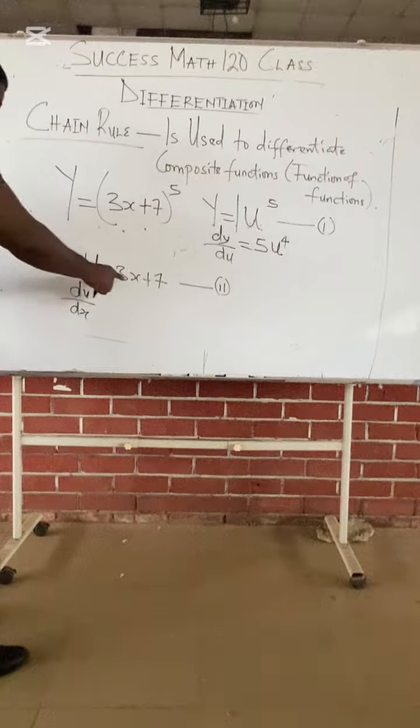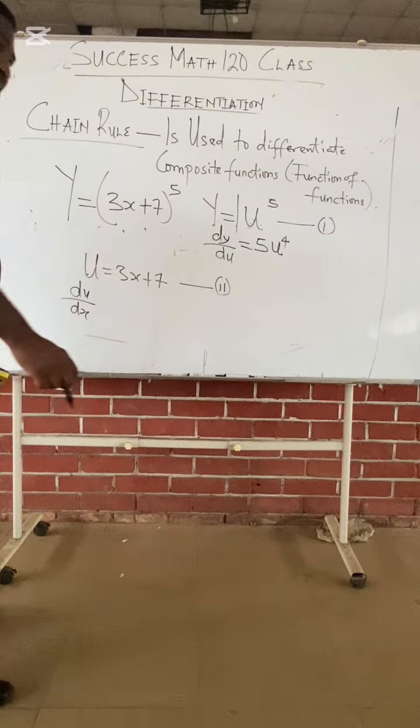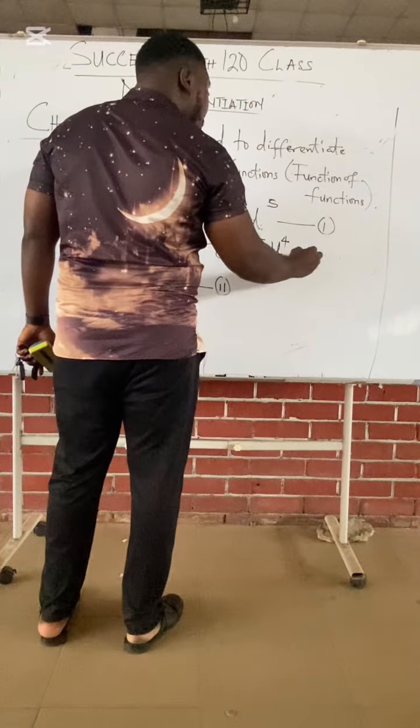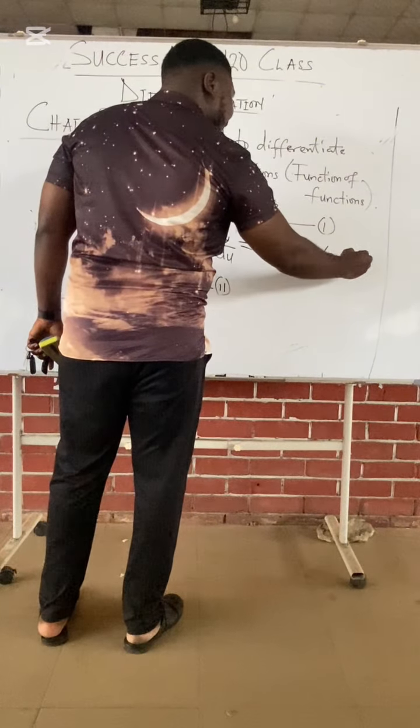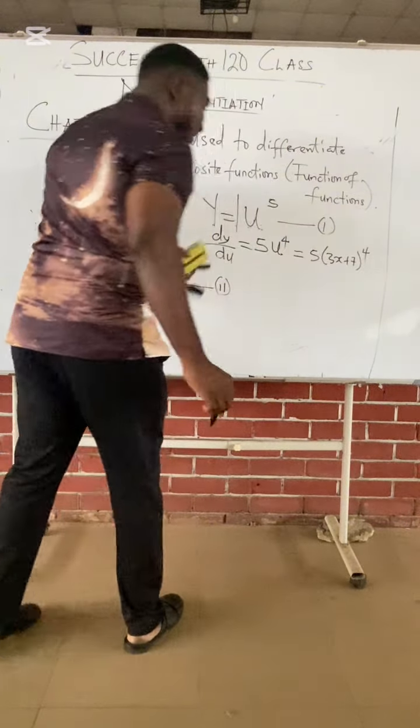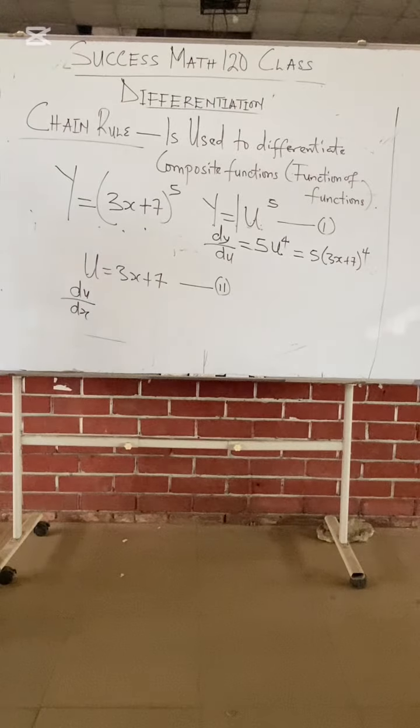But don't forget, who is u? u is 3x plus 7. So if you replace u back with 3x plus 7, what do you have? dy/du is 5 into bracket 3x plus 7 raised to power 4.